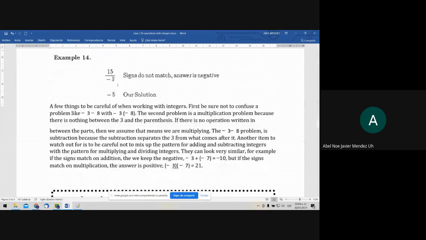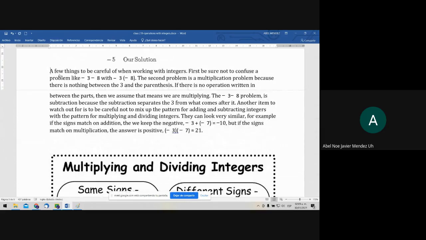This is a note, a very important note. We need to read this paragraph carefully, because many times we can confuse the operations and make an operation in a wrong way when we use negative numbers.